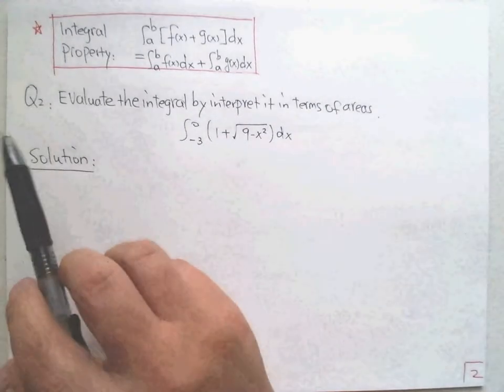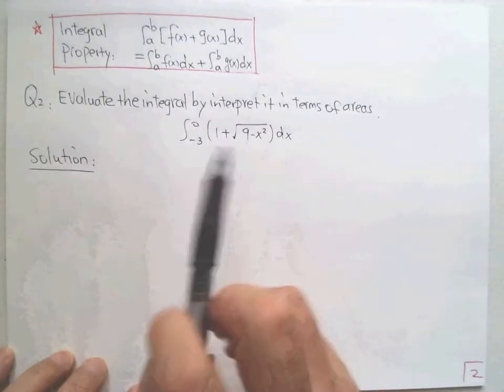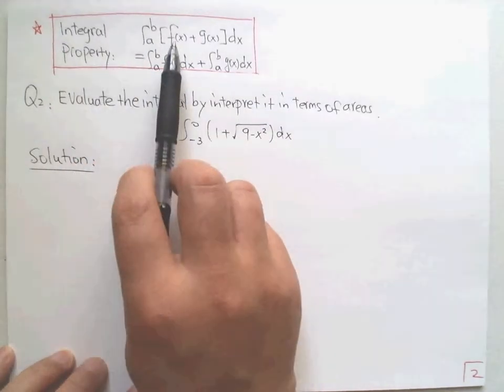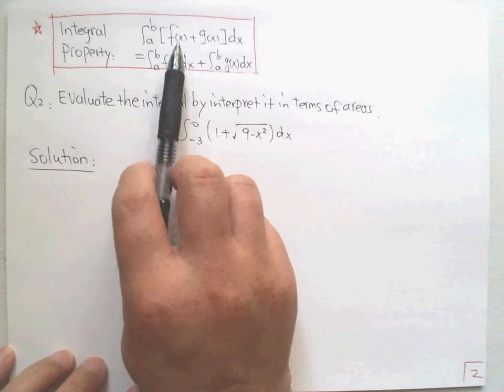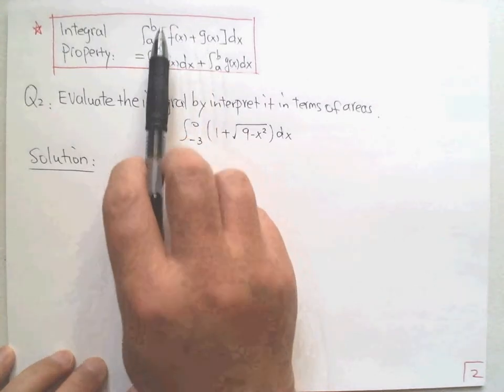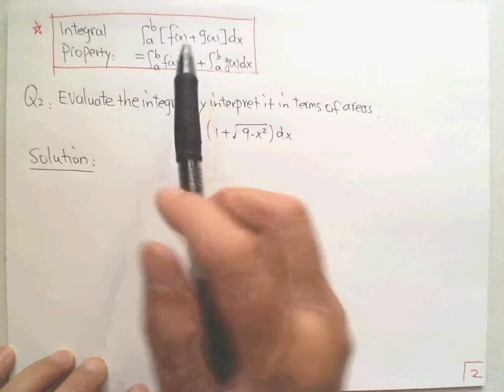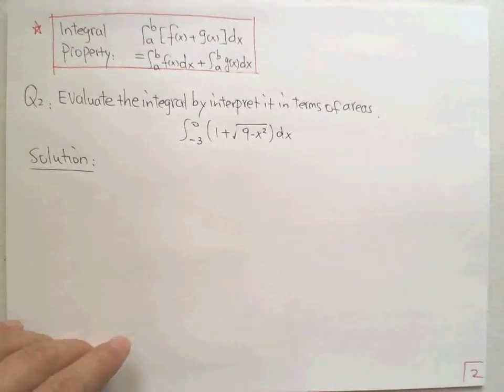So here, the second example, we're going to use a circle. But first, we need a property. This is the first property we're going to show: f plus g, two functions integrated together, we can separate into two integrals. Why is this true? I'm going to prove it for you.